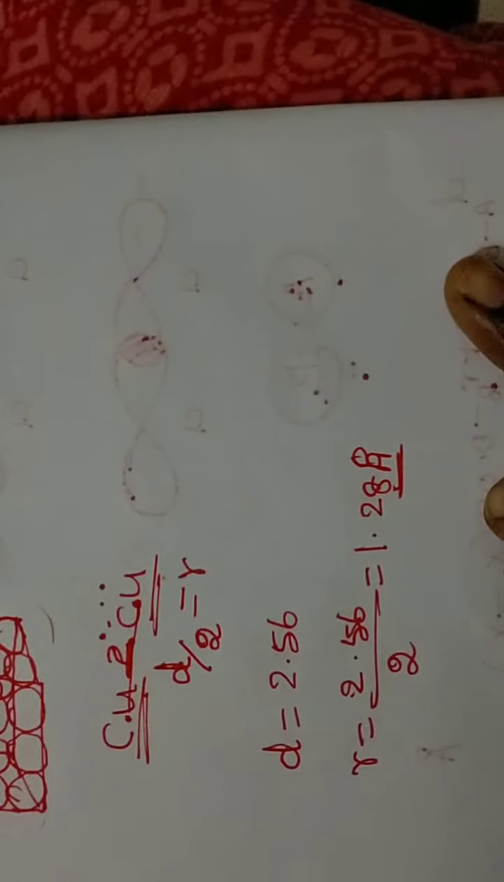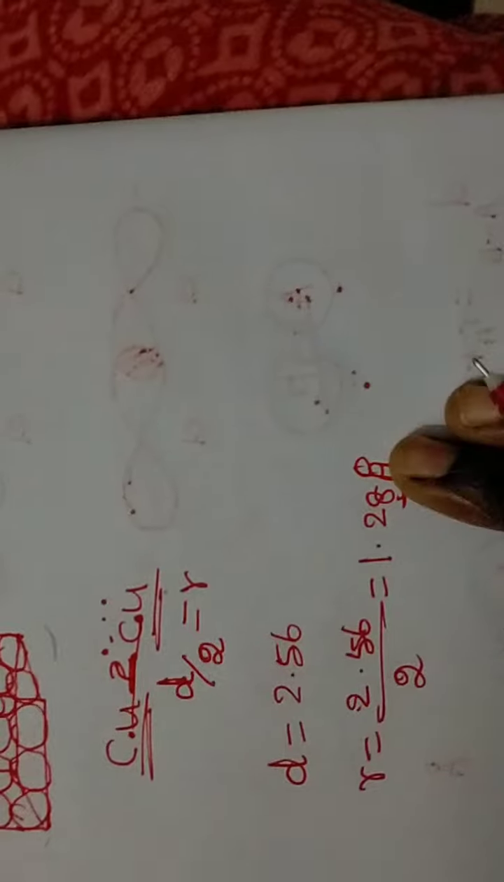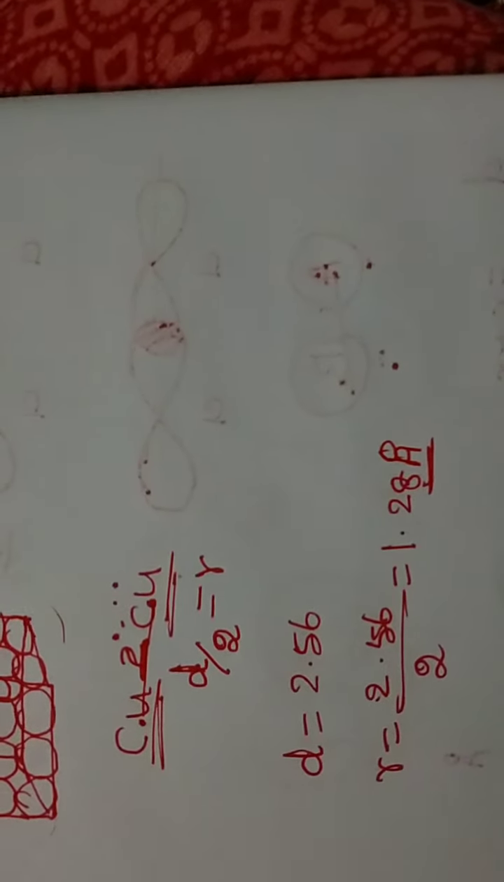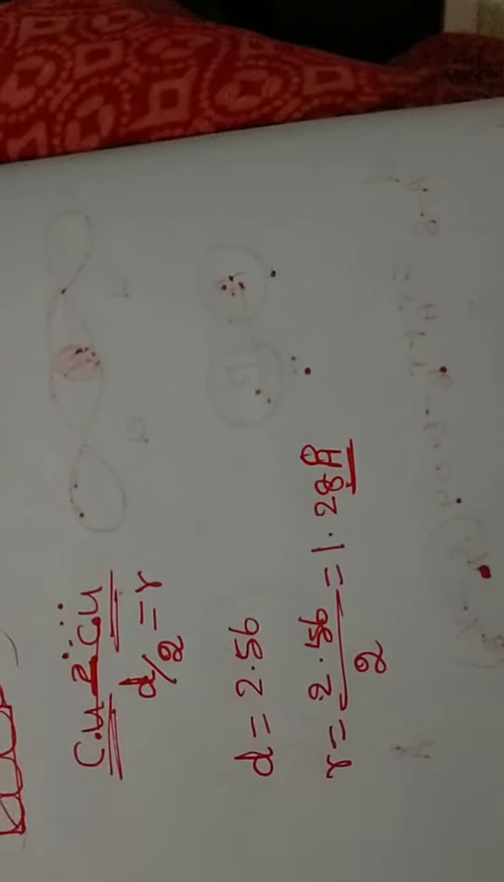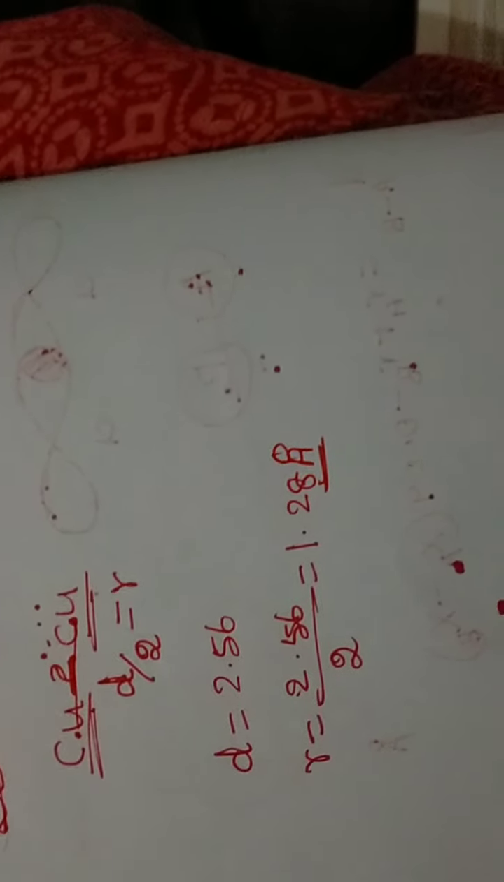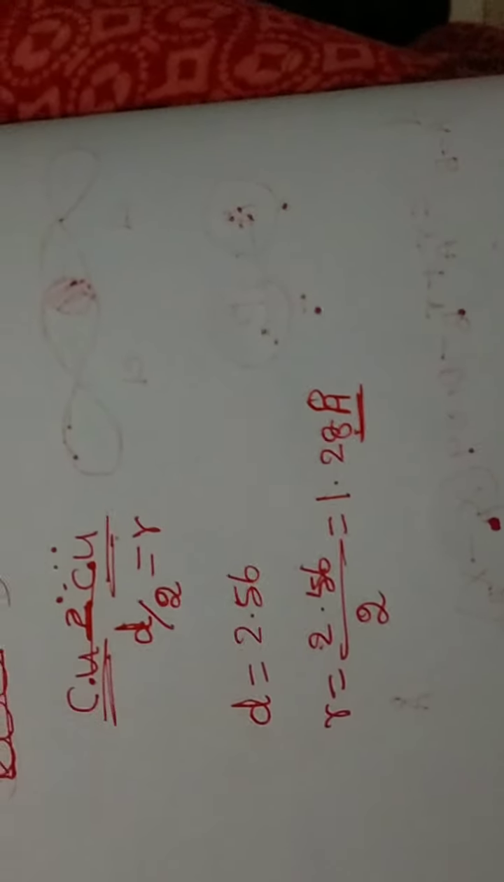Okay students, today's class is over. You should learn from today's topic metallic radius and covalent radius. What is the definition of metallic radius and what is the definition of covalent radius? How to find the metallic and covalent radius from this topic, you should calculate. How to calculate that, you should study that too. Okay students, thank you.